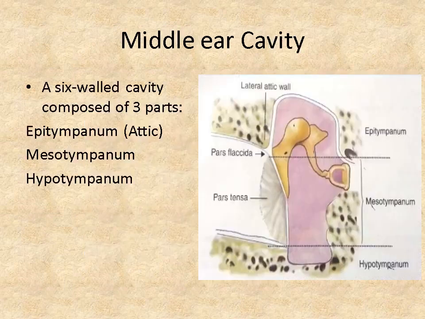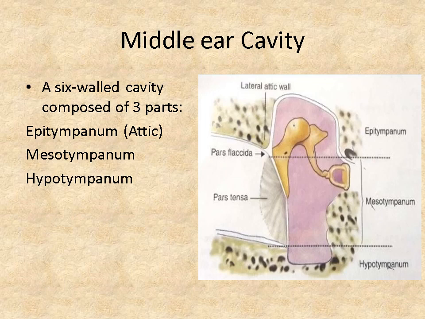The middle ear cavity lies between the external ear and the inner ear. It is a 6-walled cavity. How is it 6-walled? It has a floor, a roof, anterior wall, posterior wall, medial and lateral walls. So it is a 6-walled cavity divided into 3 compartments.